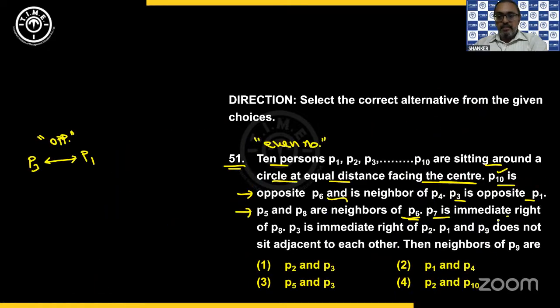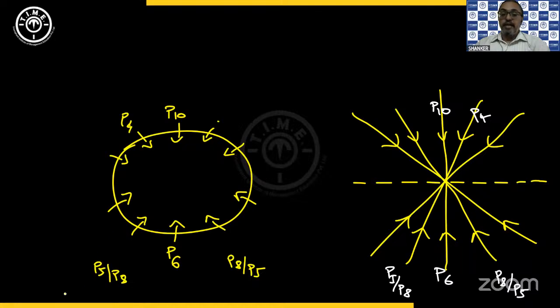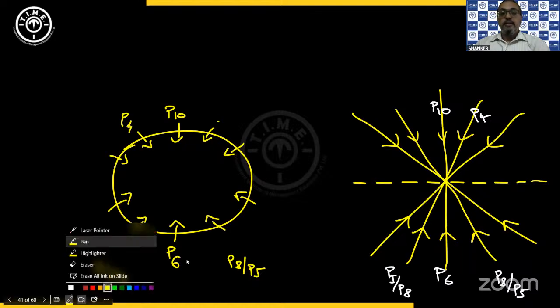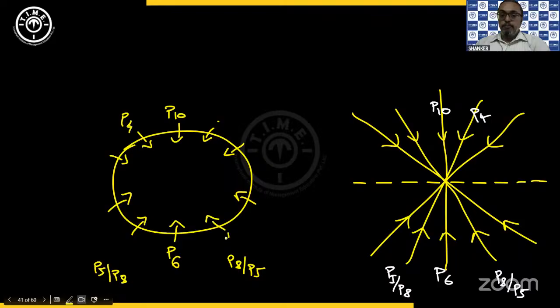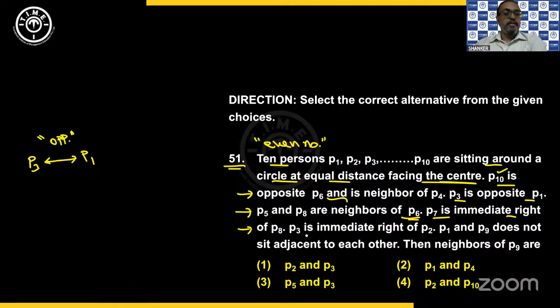Then P7 is immediate right of P8. P7 is immediate right of P8. Right means anti-clockwise. So P8 should be put here. P7 should be here. P5 should be here. So same, in this case also, P8 should be here. P7 should be here. And P5 should be here. Correct? P7 is immediate right of P8.